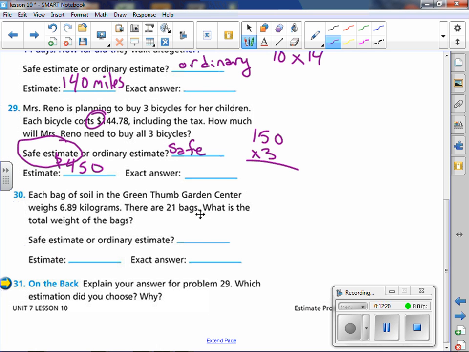Each bag of soil in the Green Thumb Garden Center weighs 6.89 kilograms. There are 21 bags. What's the total weight? You can use ordinary estimation, and you can do 21 multiplied by 7 is what I would be looking at. 21 times 7 is 147, so around 147 kilograms. Okay, and you need to find exact answers.